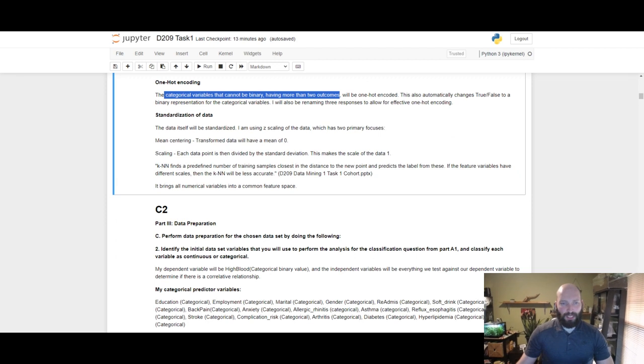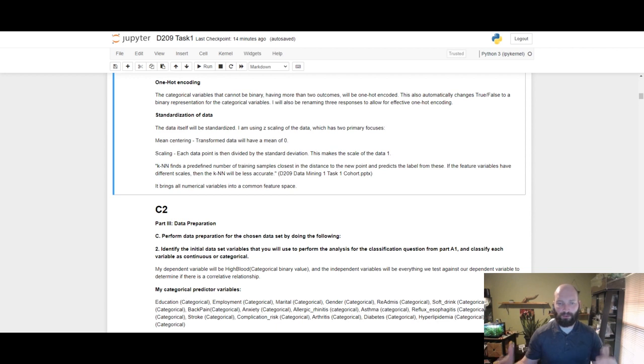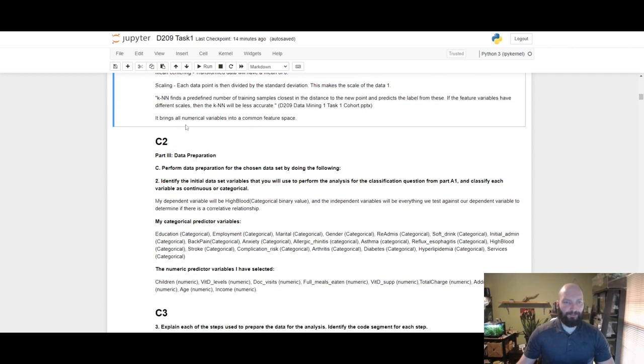This is very important because KNN finds a predefined number of training samples closest in distance to the new point and predicts the label from these. If the feature variables have different scales, then the KNN will be less accurate. If we're not operating on the same playing field, and each variable has its own unique level or classification, your model is going to be very inaccurate. So what standardizing and scaling does is bring everything down to a relative scale. That way, as much as we can make equal, we're making equal, and it brings all numerical variables into a common feature space.